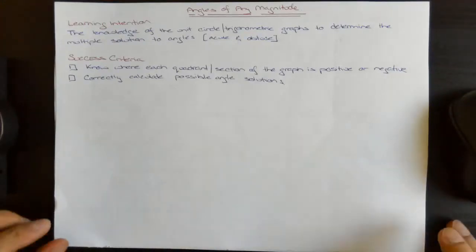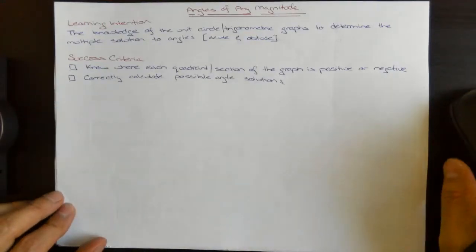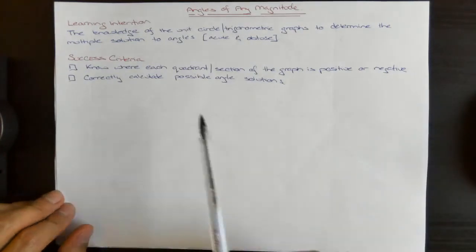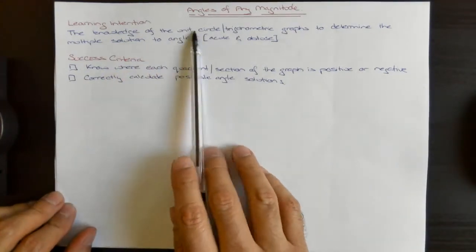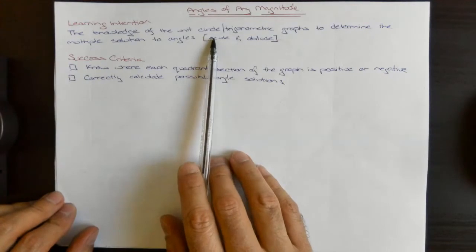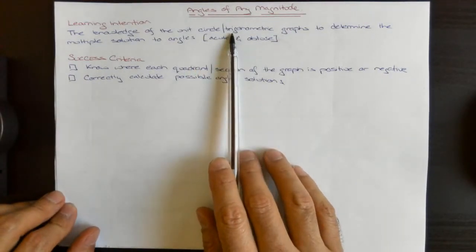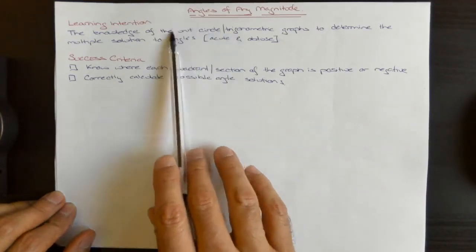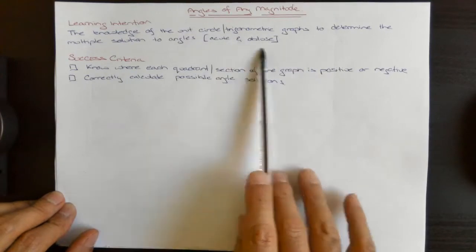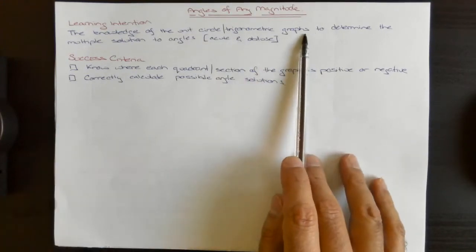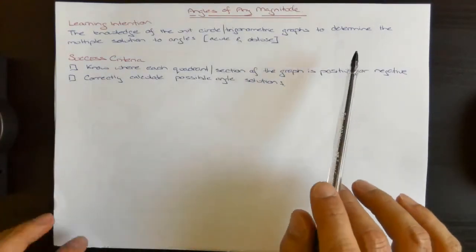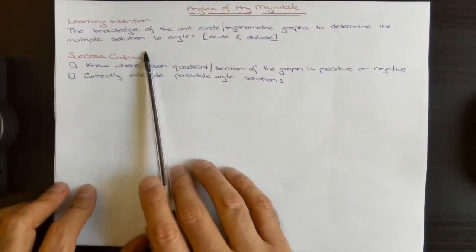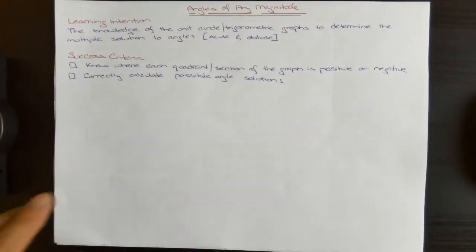Okay, so today we're going to look at angles of any magnitude. Our learning intention is the knowledge of what the unit circle is in terms of trigonometry and how this unit circle creates the trigonometric graphs. From here, we're going to determine that there are multiple solutions to angles. There are the acute version and the obtuse versions.